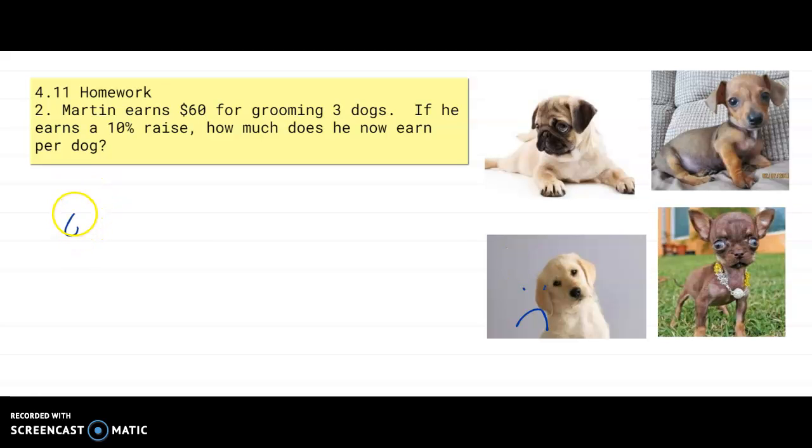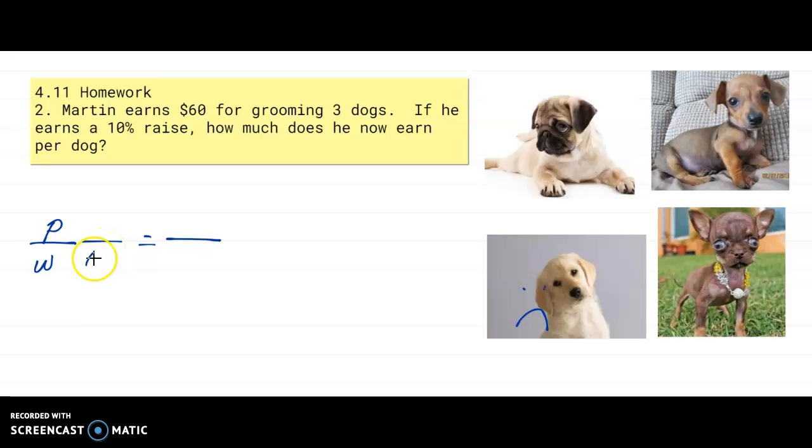So he has to divide that 60 by 3. 3 goes into 6 twice. 3 times 2 is 6. When I subtract, bring the 0 down, 3 goes into that 0 times. So he gets paid $20 for grooming each of these 3 dogs. So I need to find out what 10% of that $20 is so that I know how much he gets paid per dog. So I'm going to set a proportion up for that.